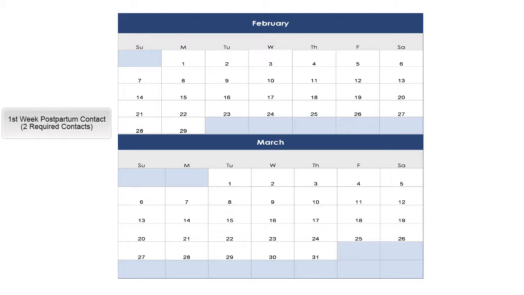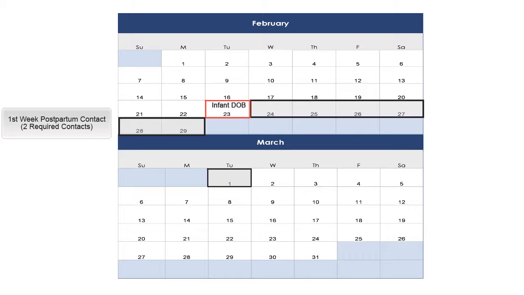Let's look at calendars again to determine the dates contacts were made. This is February and March calendars for 2016. Our infant was born on February 23, 2016. Policy is to contact twice in the first week postpartum.